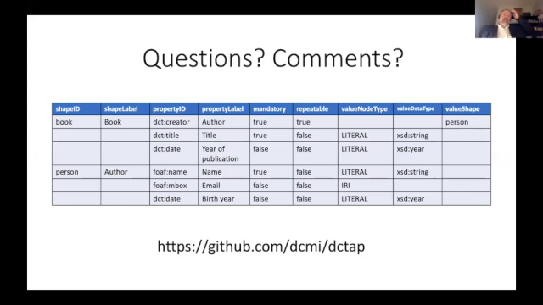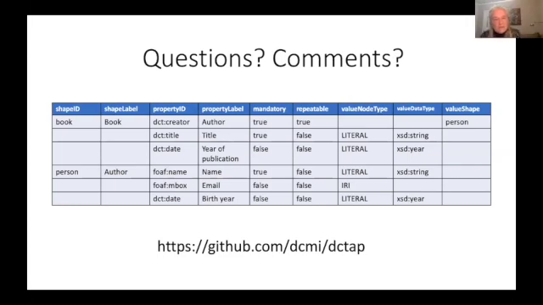So you can have these dependencies between shapes where you're expecting metadata about a book to have a creator, and you're expecting that creator node to conform to the person shape. So you're describing essentially a dependency between the book shape and the person shape.